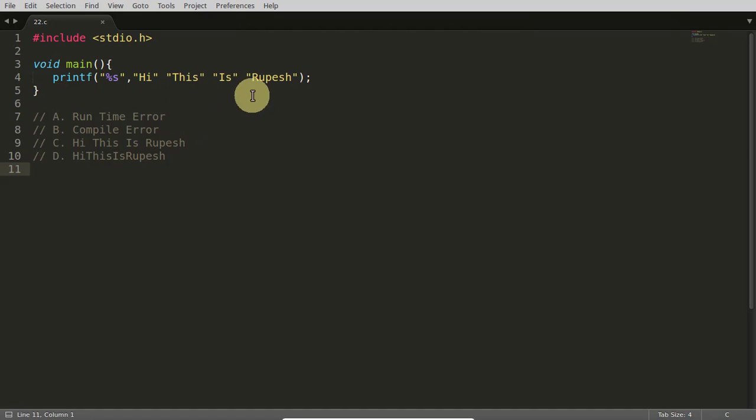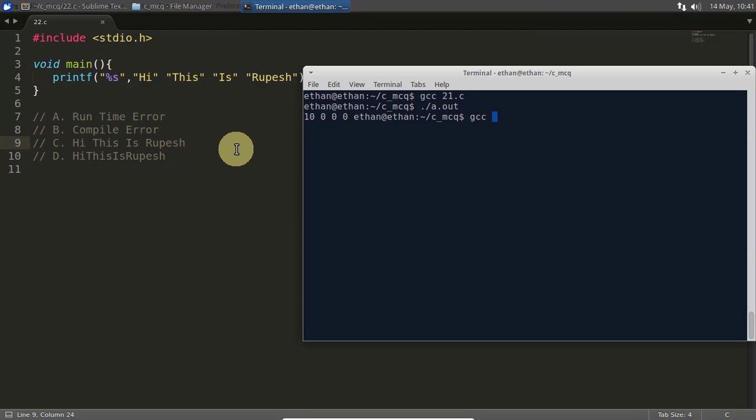This is just a one-line question, but still lots of people don't know whether it will compile or not. So I'll count till 5, try to think about it. 1, 2, 3, 4, 5. So GCC 22, it is compiling successfully and the answer is this one.